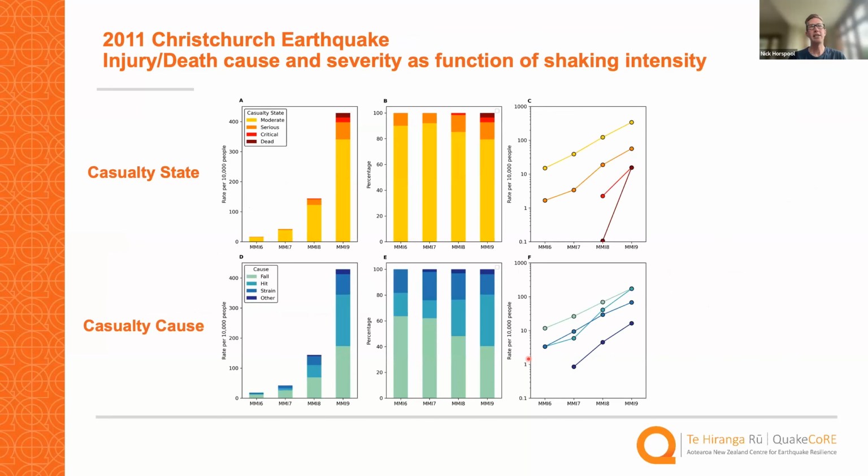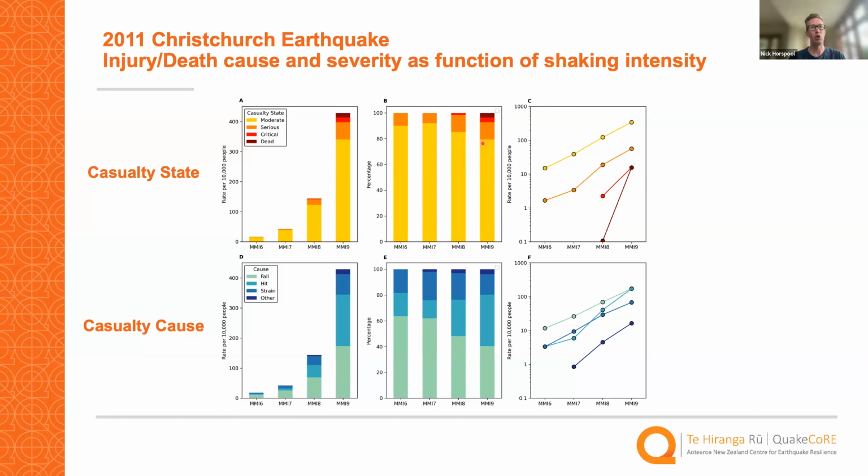Now, if we look at shaking intensity, this is broken up into different MMI bins, from MMI 6, which is where we see the onset of injuries, through to MMI 9 to 10, which is where we saw the extreme values within the CBD. We can see that the rate of injuries increases significantly with every step in shaking intensity. We also see an introduction of deaths at around MMI 8 and more so at MMI 9. So at shaking intensities less than MMI 8, we don't really expect to see deaths.